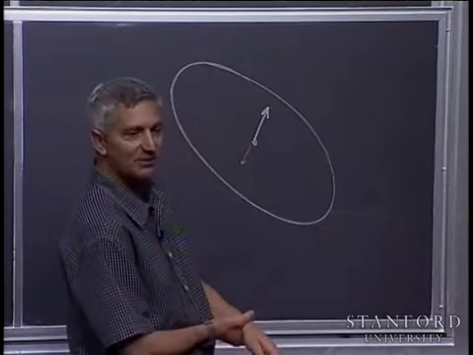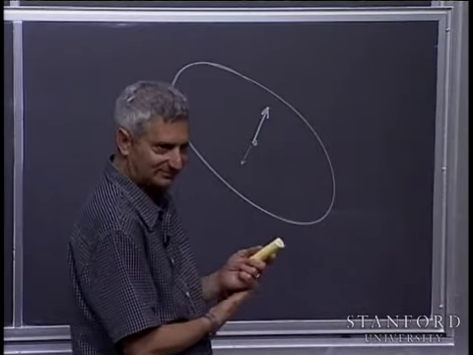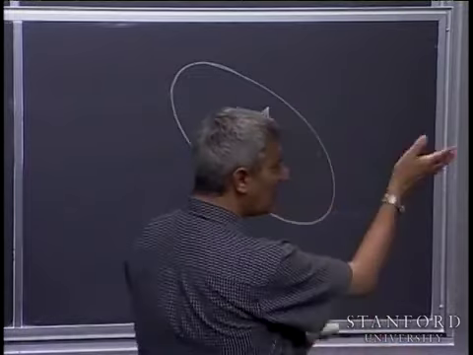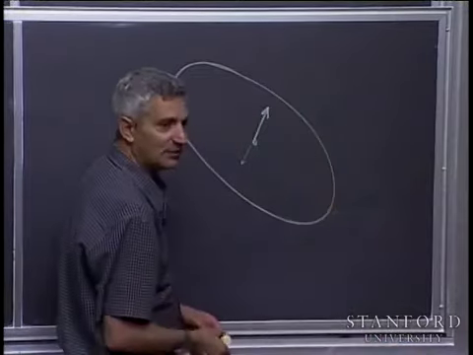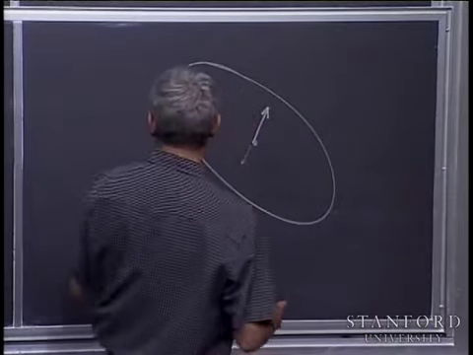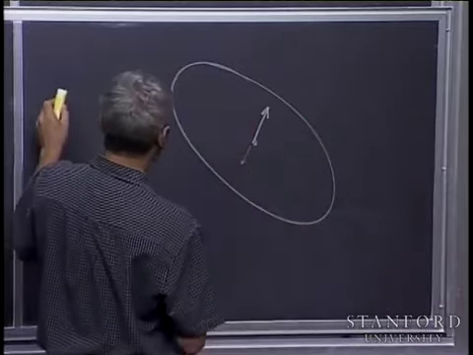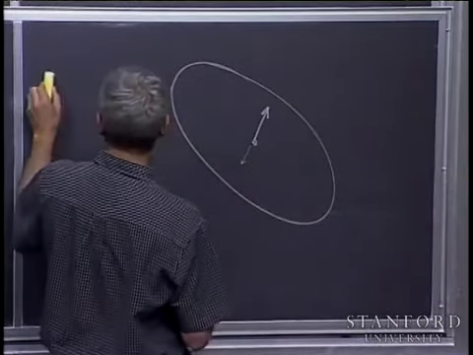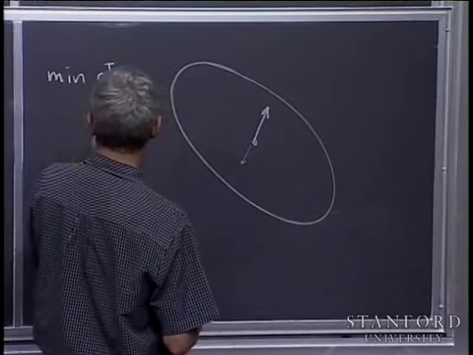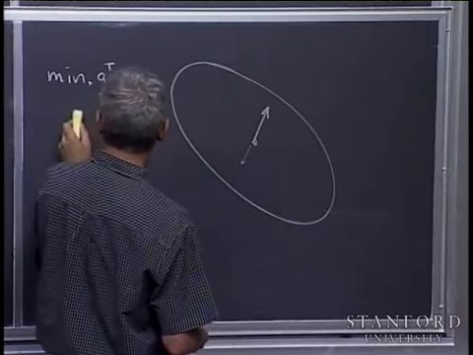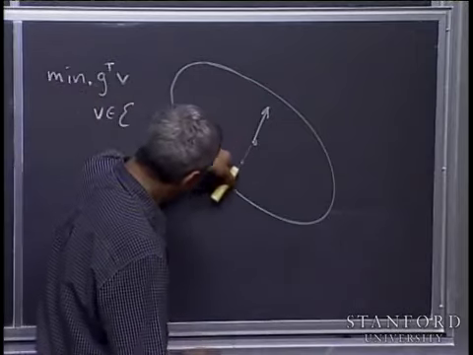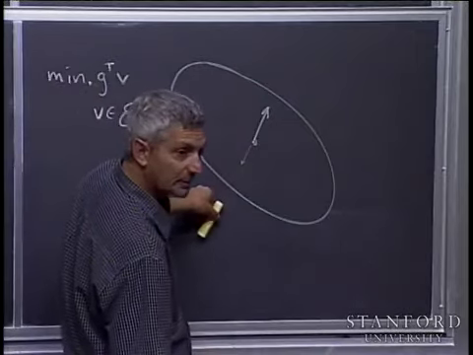Let's actually see where you step here. That's the question. I'll just draw it geometrically. It turns out what you do is you solve a problem. The direction that you step in solves roughly this problem. Here's how you get the direction: you minimize g transpose v, where v is a direction, subject to v in your ellipsoid. Okay?